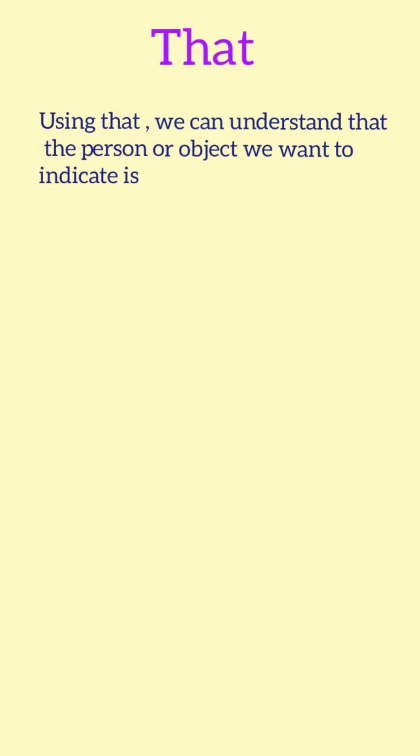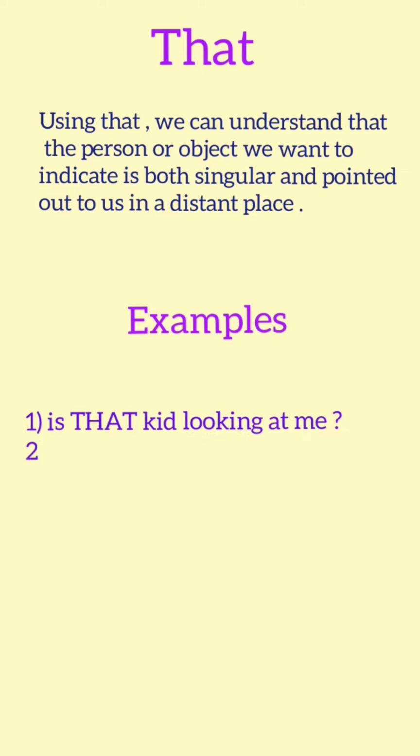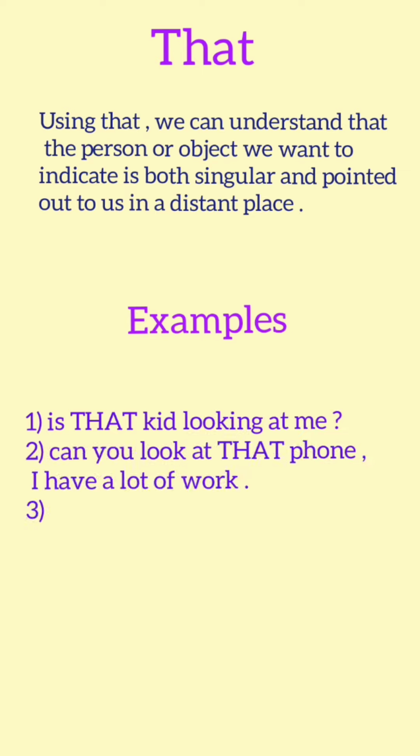Using that, we can understand that the person or object we want to indicate is both singular and pointed out to us in a distant place. Examples: 1. Is that kid looking at me? 2. Can you look at that phone? I have a lot of work.